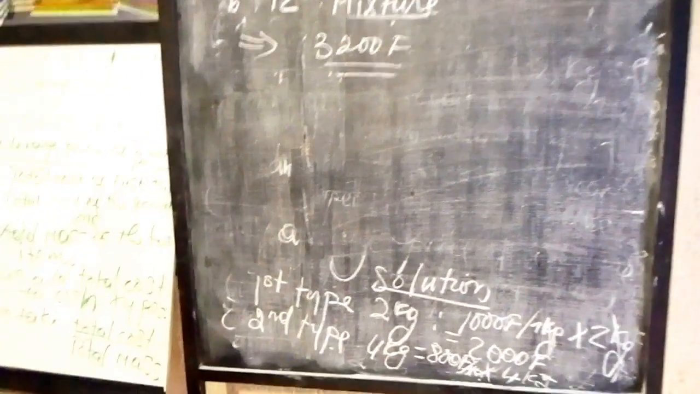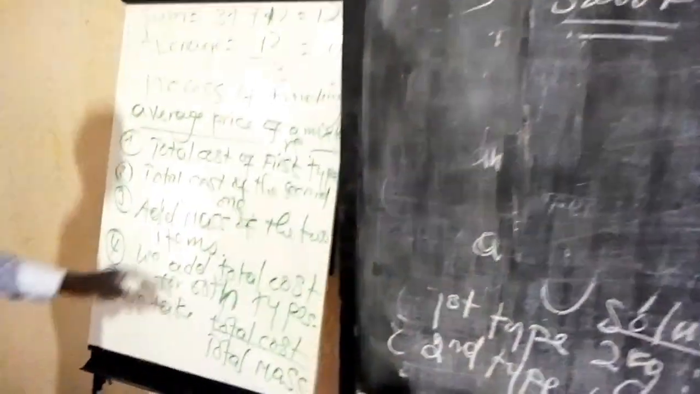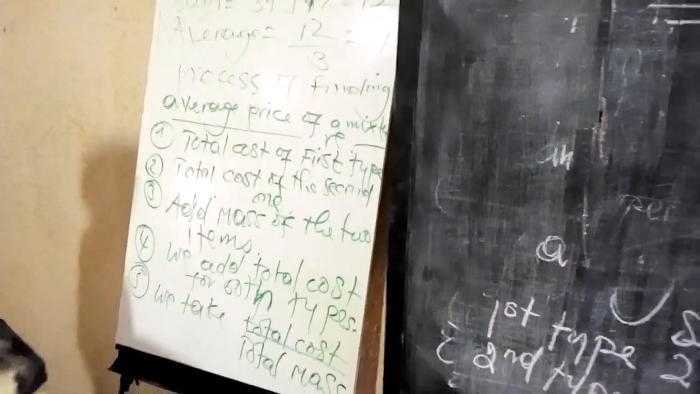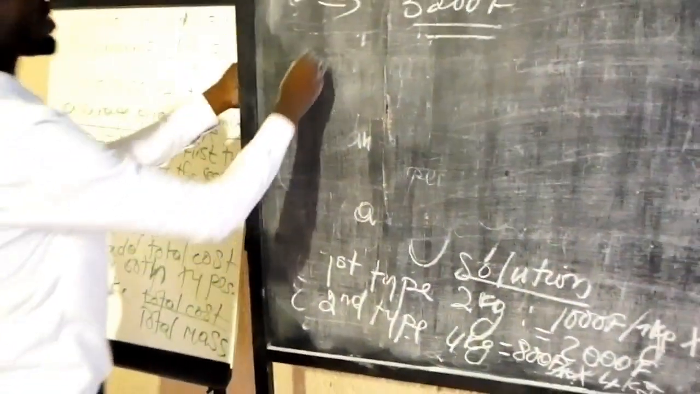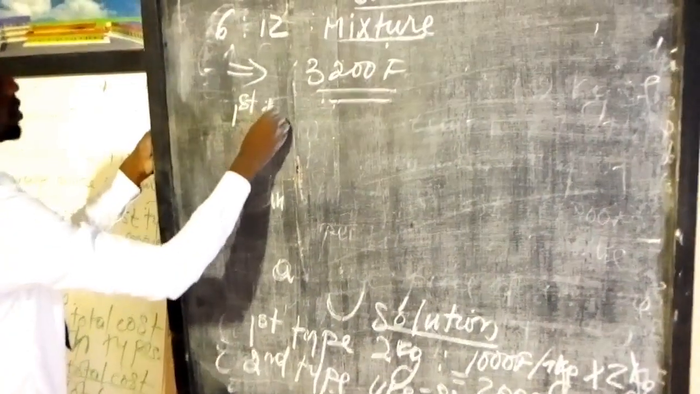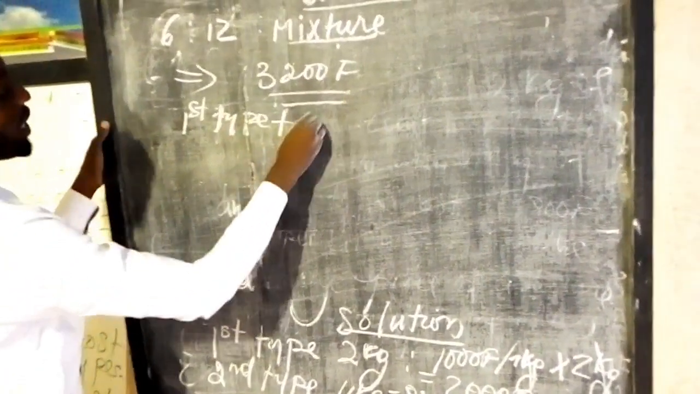Coming to the third step, add the mass of the 2 items. So the 2 items means the first type plus the second type.